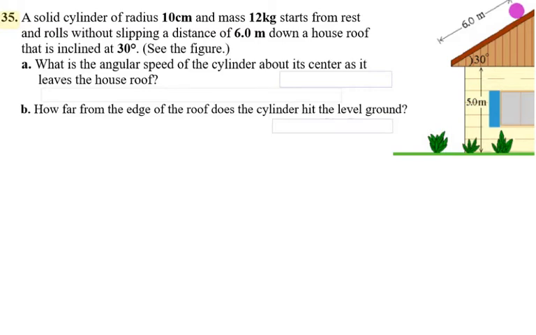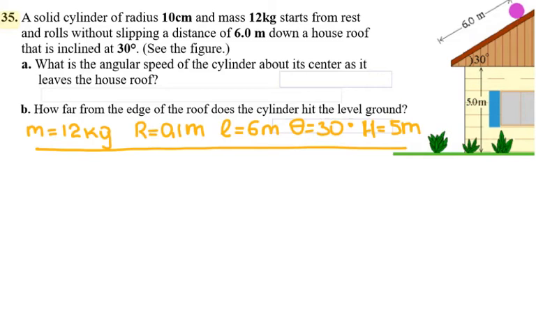the question, and then write everything that is given, and then let's talk about how to solve this question. So the information that is given: the mass of the solid cylinder is given, the radius of the solid cylinder is given, 10 centimeters, which is 0.1 meter.